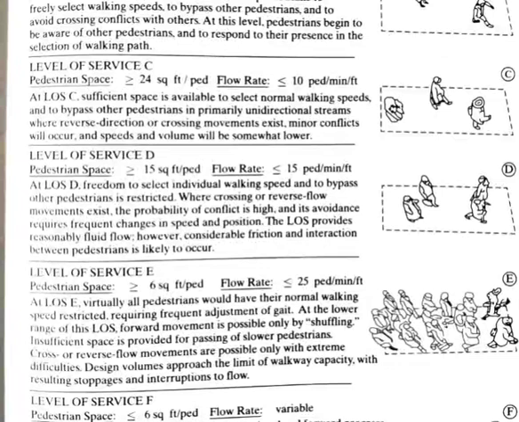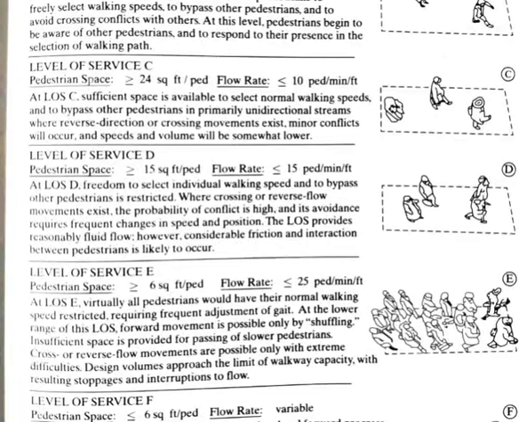Level of service B. How we are giving this B is based on two values: the pedestrian space and the flow rate. If the pedestrian space is greater than 40 square feet per pedestrian and the flow rate is less than or equal to 7 pedestrians per minute per foot, then at level of service B, sufficient area is provided to allow pedestrians to freely select walking speeds, to bypass other pedestrians, and to avoid crossing conflicts with others. At this level, pedestrians begin to be aware of other pedestrians and to respond to their presence in selection of walking path.